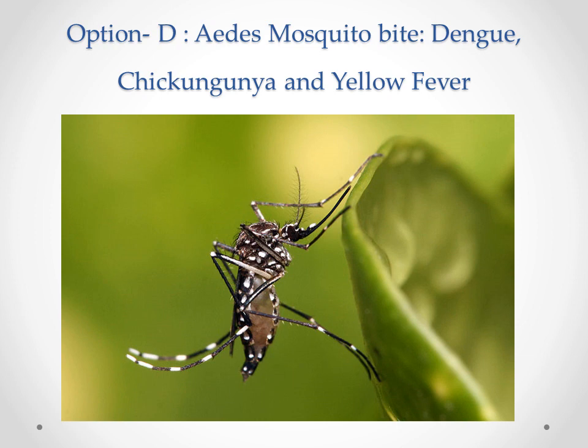This is an extremely important vector, and it transmits dengue, chikungunya, and yellow fever, all of which are extremely high yield diseases on your test.